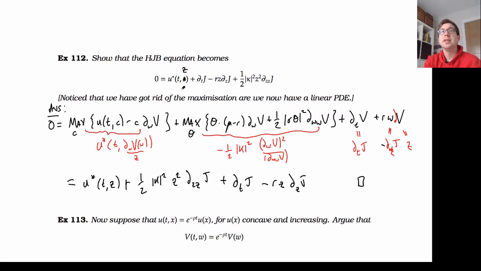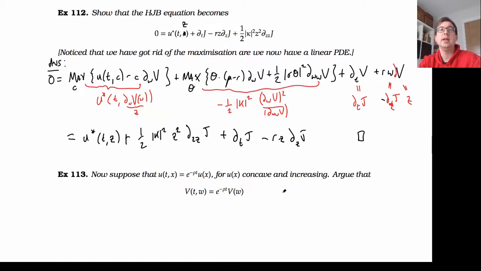Now we've got a PDE which we could solve numerically without these maxima in it, and find out what j is, and then from j we can work out what the value function v is.